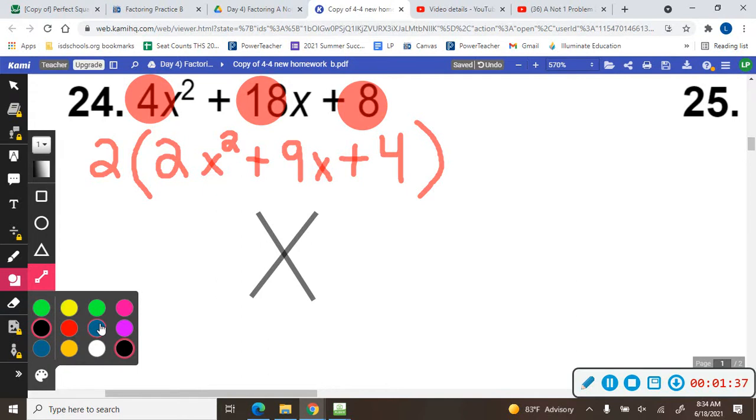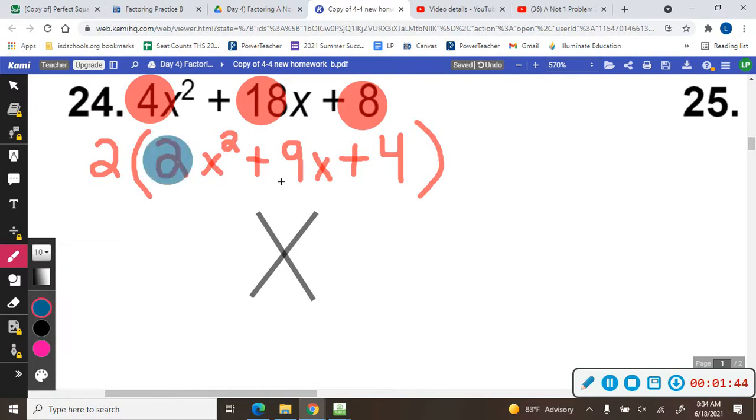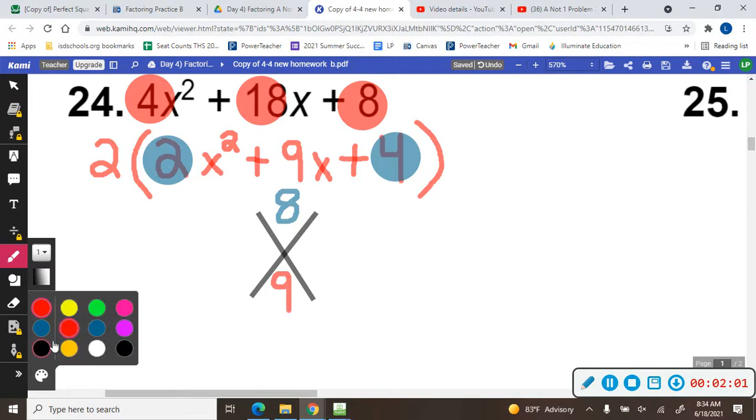And what I'm going to do is take this 2 and this 4, multiply it together, and that goes up here. And then I'm going to put this 9 down here. Now I'm looking for two numbers that multiply to 8 and add to 9. That's pretty easy. That's just 8 and 1.